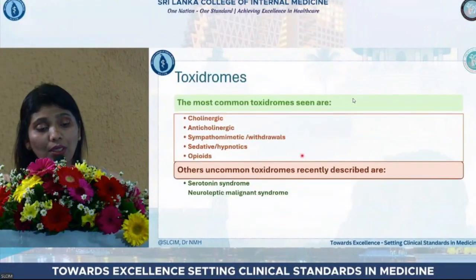Since different classes of toxidromes cause different autonomic features, this will allow a rapid narrowing of the toxicological differential. So, as you are aware, there are 5 important toxidromes: cholinergic, anticholinergic, sympathomimetic, sedative hypnotics, and opioids. And there are 2 others, serotonin syndrome and neuroleptic malignant syndrome also. So, we'll see how to diagnose one by one.